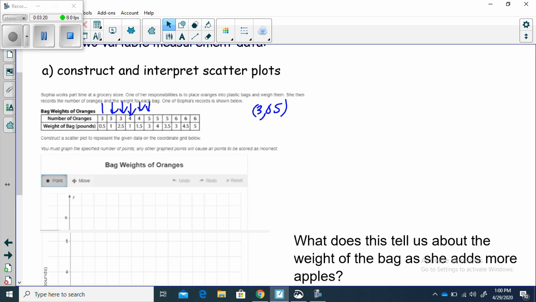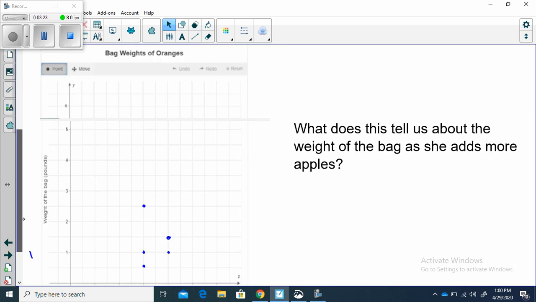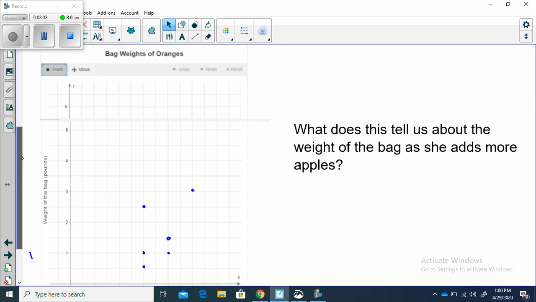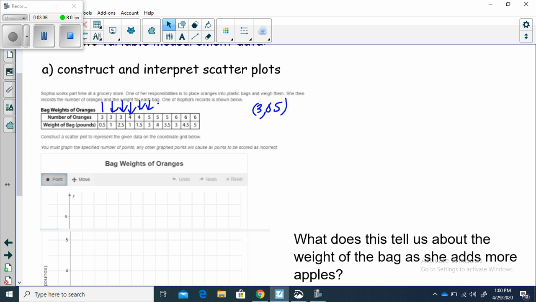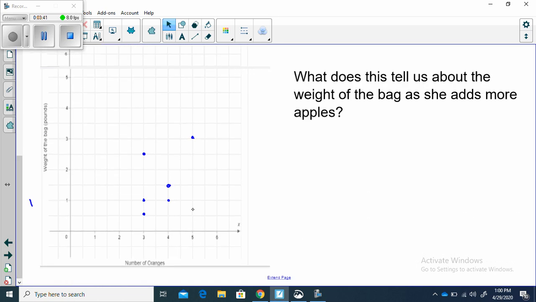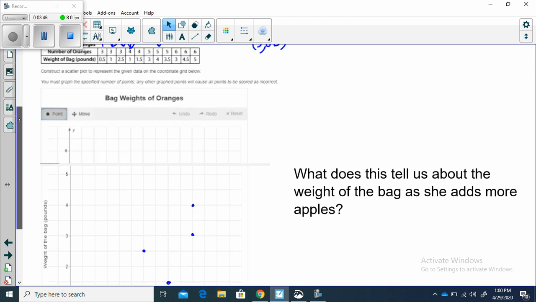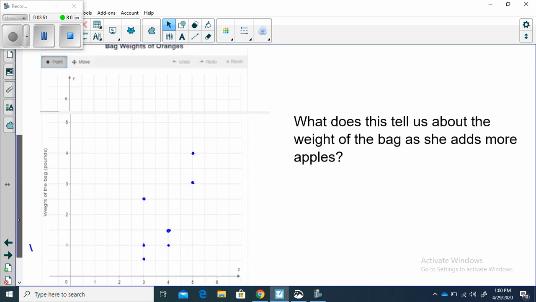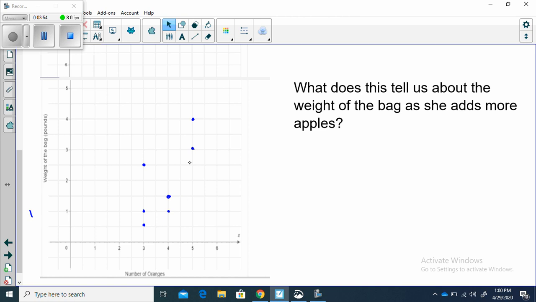Then she put in 5 oranges into a bag, and it weighed 3 pounds. So let's plot that one. 5 oranges, let's see, 3 pounds. That would go right here. 5 oranges, 3 pounds. Okay. Then this one, we've got 5 oranges, and it weighed 4 pounds. So let's plot that one. 5 oranges, 4 pounds. All right. Then she put in 5 oranges this next time, and she got 3.5 pounds. So let's plot that one. 5 oranges, 3.5 pounds. Okay.